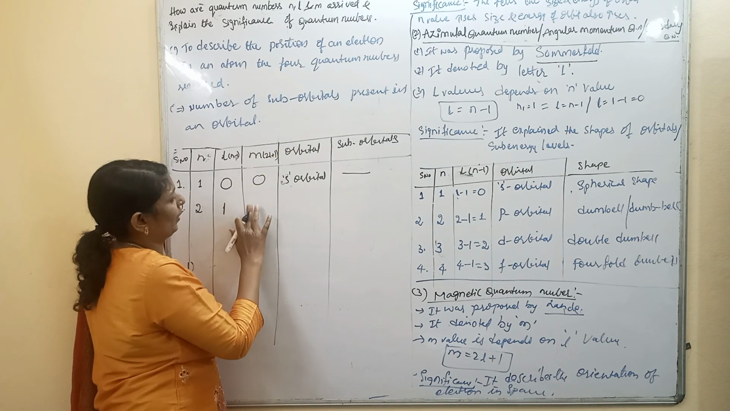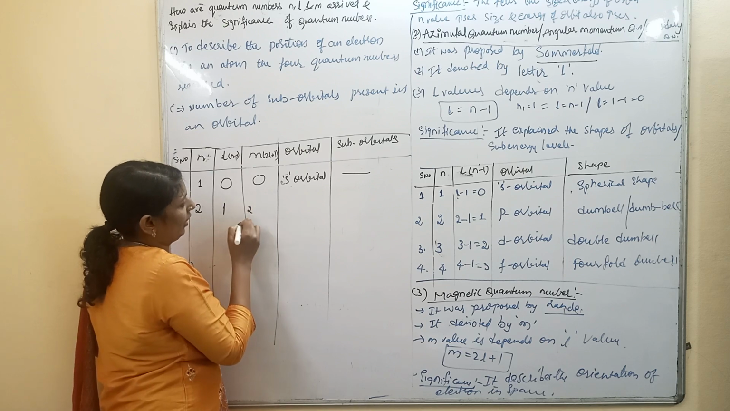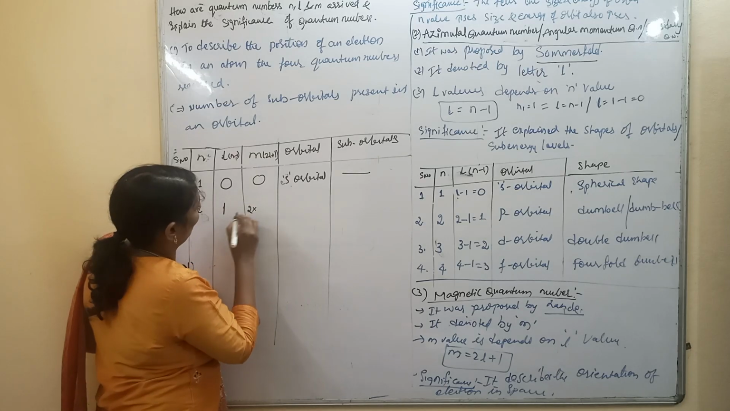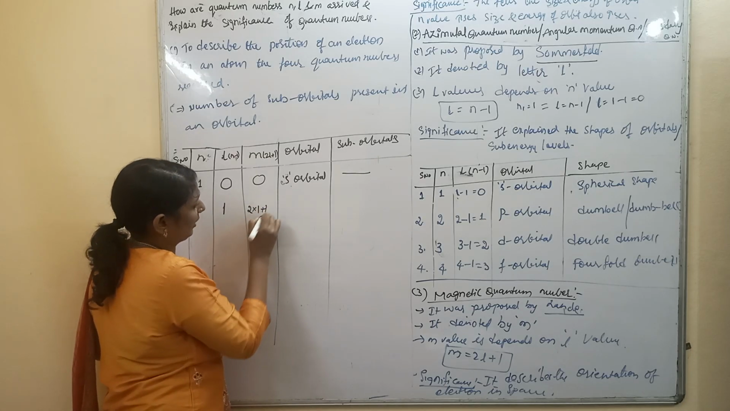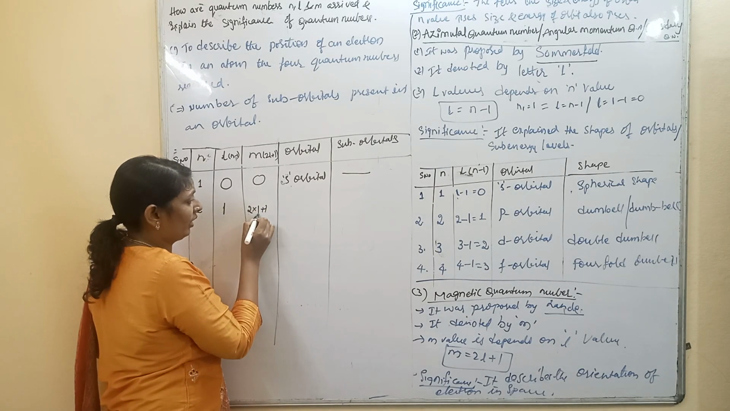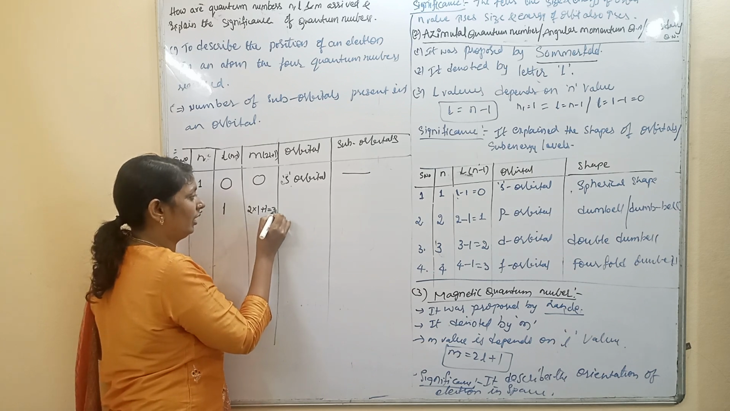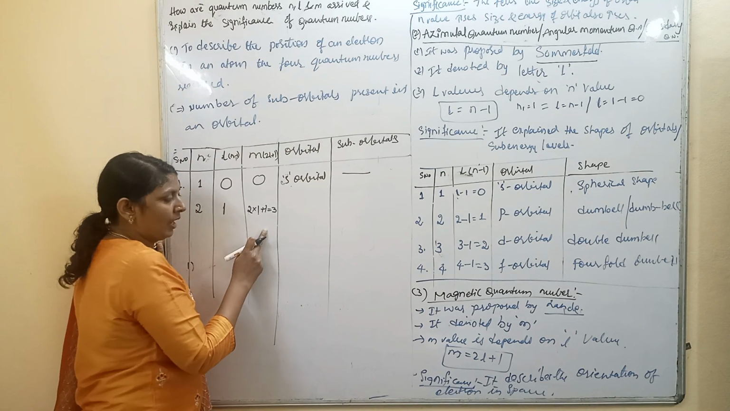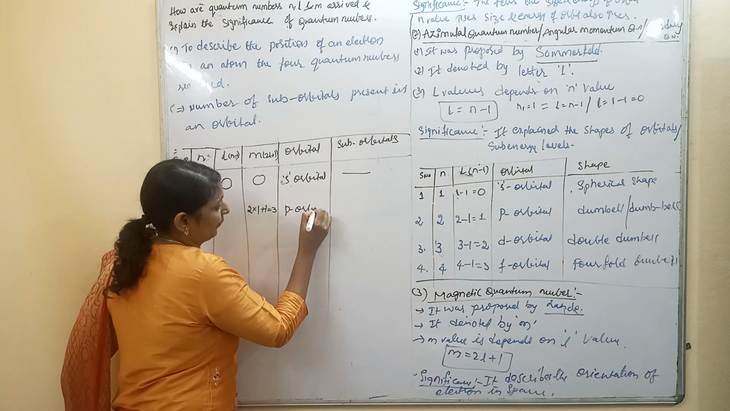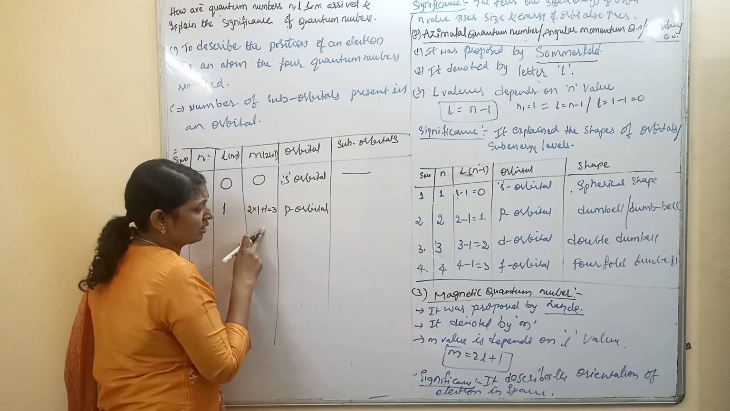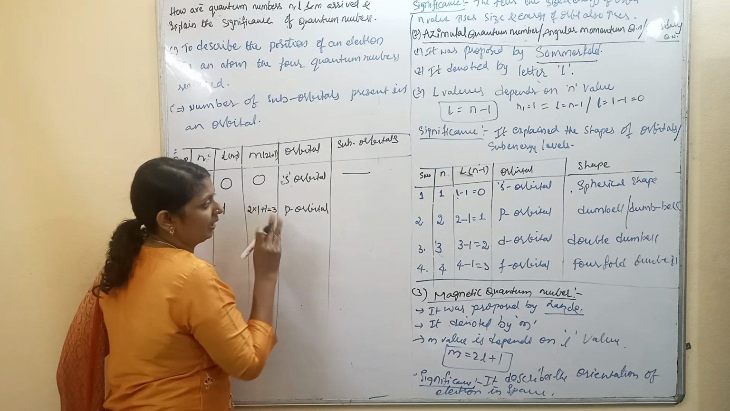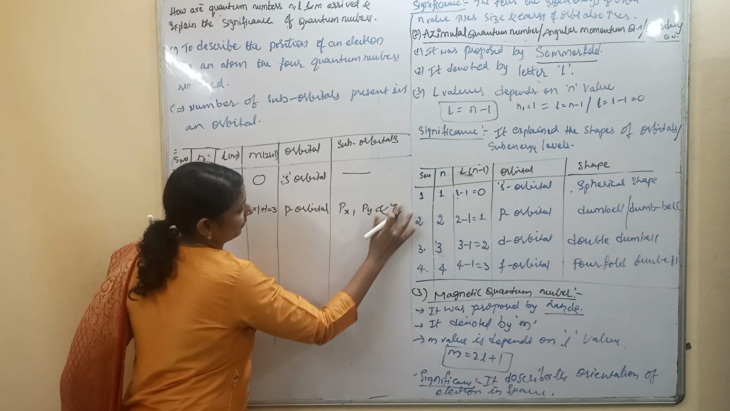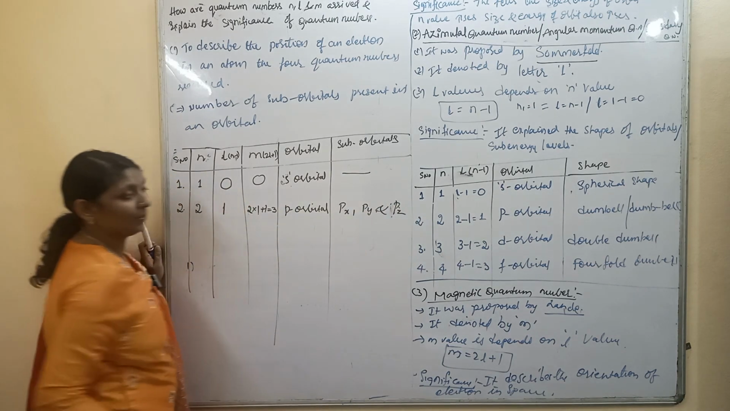Now n value 2, l value 1. 2 into 1 is 2, 2 plus 1 is 3. We get 3. Okay, if l value 1, m value becomes 3. So it represents the p orbital. So p orbital లో ఎన్ని సబ్ ఆర్బిటల్స్ ఉన్నాయి? కంప్లీట్ గా 3 ఉన్నాయి. Px, py and pz.